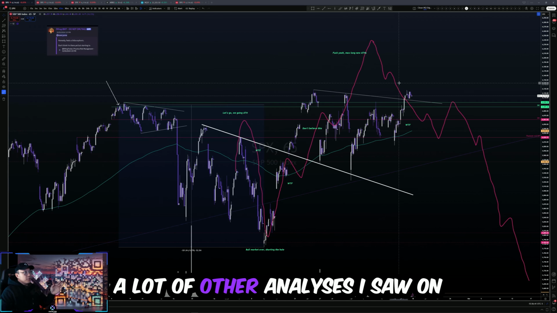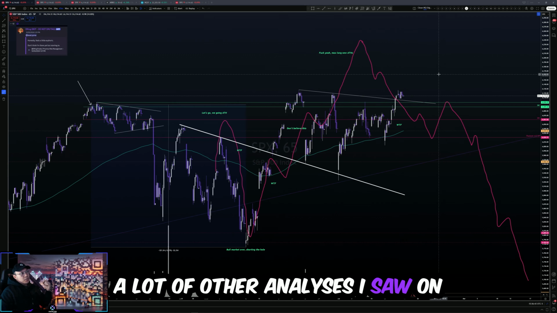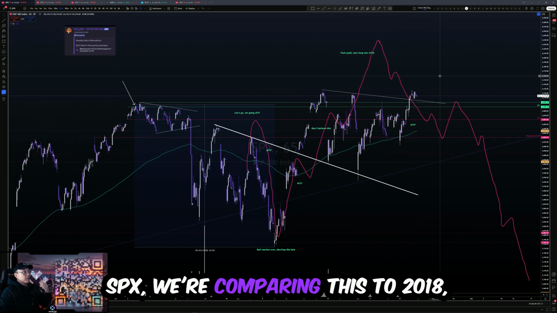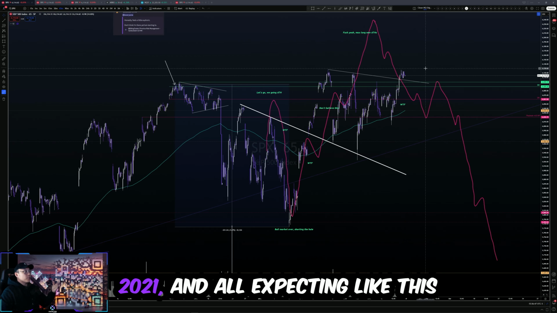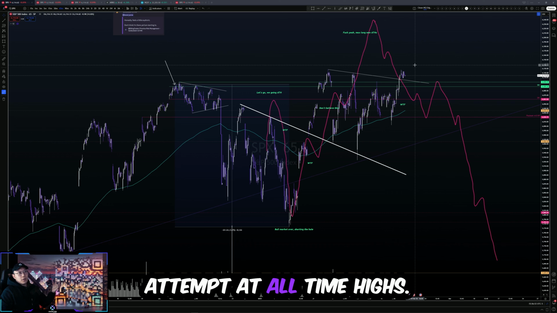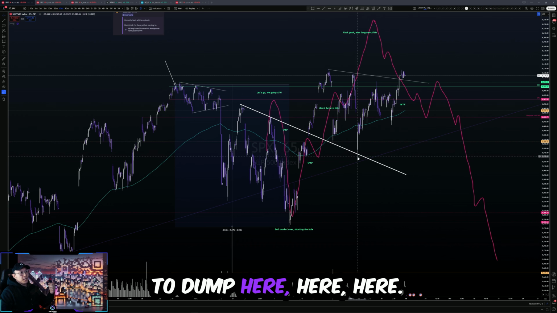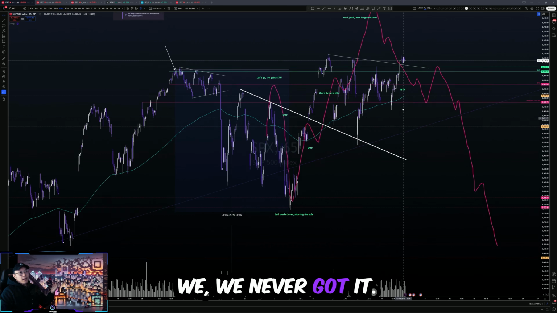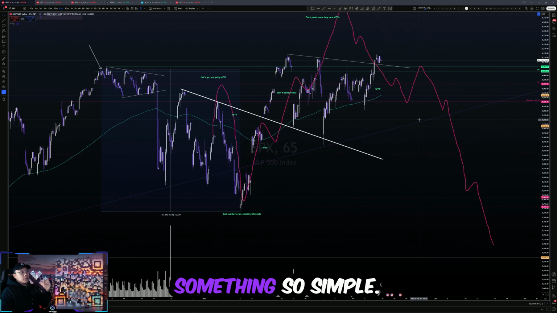A lot of other analyses I saw on SPX were comparing this to 2018, 2021, and all expecting this big dump to come before we see new all-time highs or another attempt at all-time highs. Everyone was expecting this to dump here, here, here. We never got it. And again, it's something so simple.